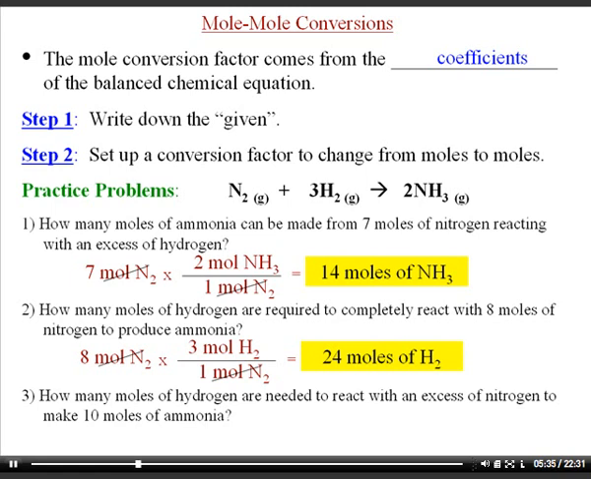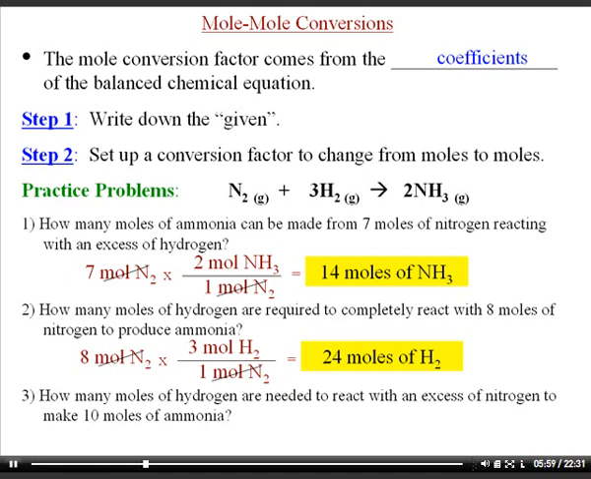You multiply it out, your units cancel, and you get 24 moles of hydrogen are needed to completely use up all the nitrogen. Now I need to go back to the first question. It says that we had the unknown being the moles of ammonia, and we had 7 moles of nitrogen, and I forgot to mention this little fact. It says that we have an excess of hydrogen. That means we don't have to worry about running out of hydrogen, so you can kind of ignore the hydrogen molecule in that first example.